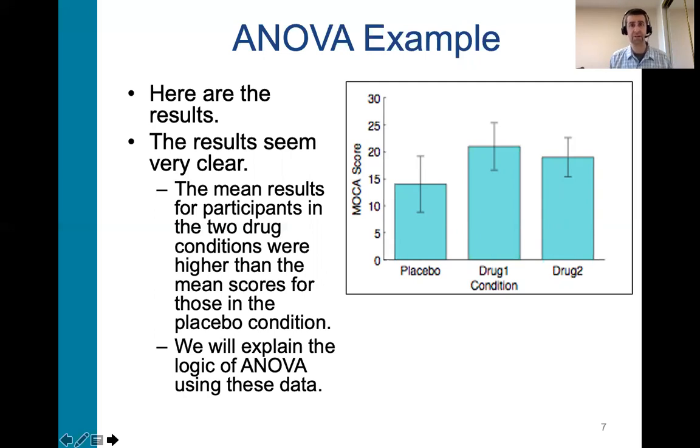However, just to try and understand what it means to partition variance, I want to show you what this is right here. So here's what our results look like. Again, on the Montreal Cognitive Assessment, higher scores mean better cognitive ability. And so descriptively, we can see some things that are pretty obvious. Those in drug 1 are doing the best. They have the highest cognitive ability after 6 months.